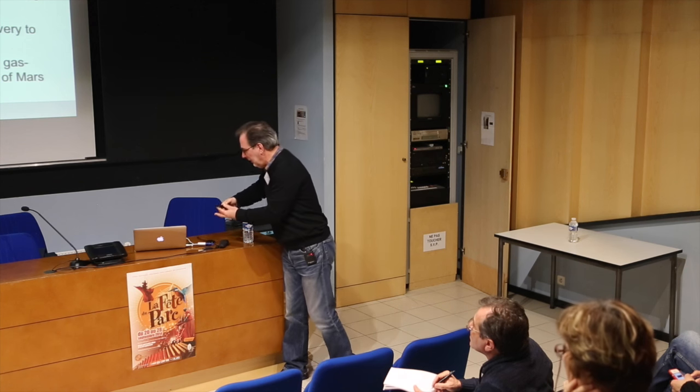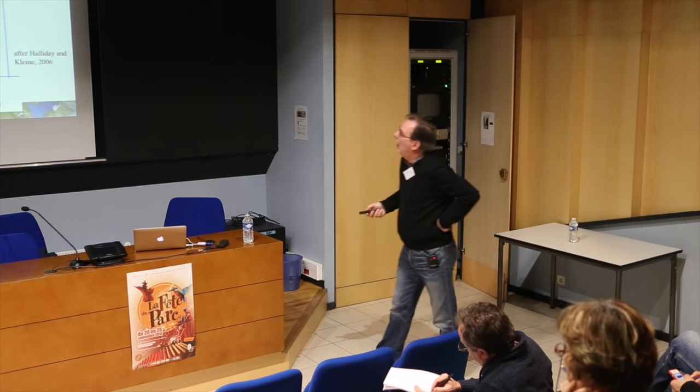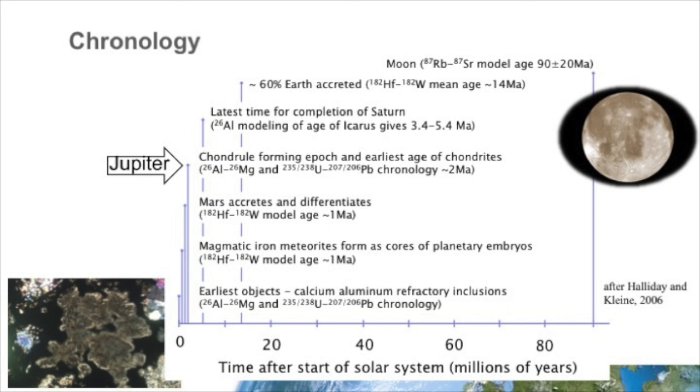Okay, I should say this too: the chronology of it. So you form the first parts, and then you form Jupiter within the first few million years. And before that, the earliest objects, magmatic iron meteorites as cores of planetary embryos, have been formed. Mars also forms pretty early. This is all based on hafnium-tungsten and other isotopic systems.